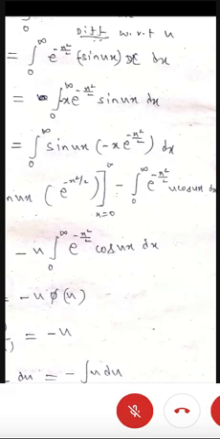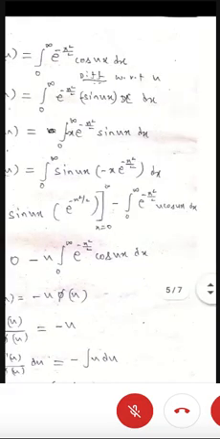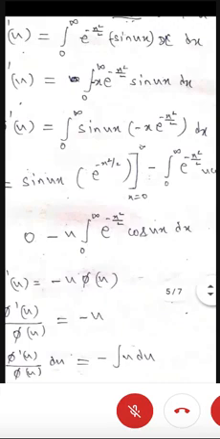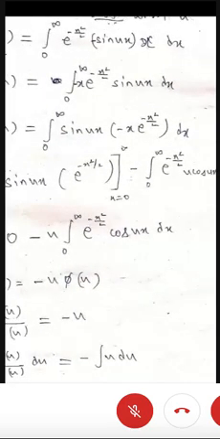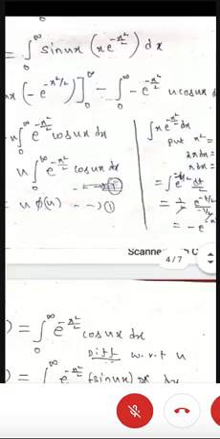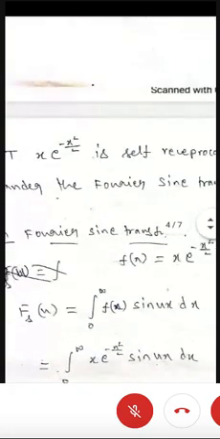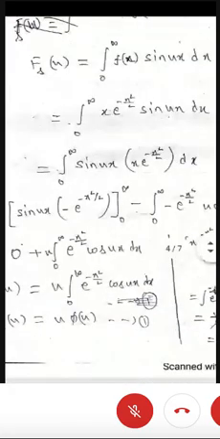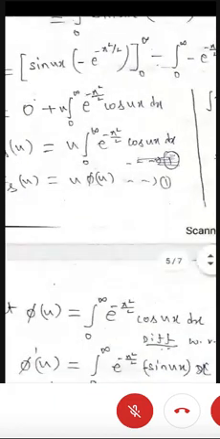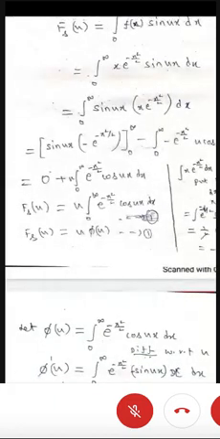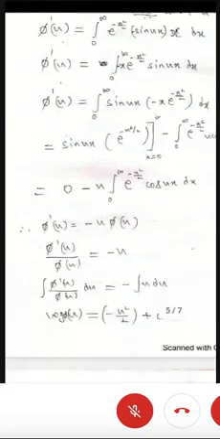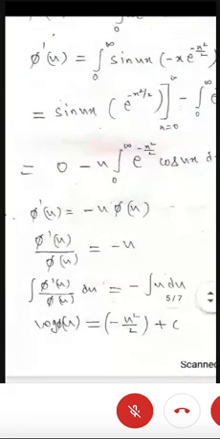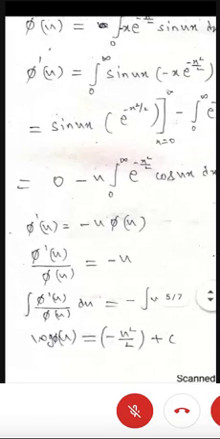Integration from 0 to infinity e power minus x square by 2 cos ux dx there, right? Minus u as it is. So the term 0 to infinity e power minus x square by 2 cos ux dx is nothing but phi of u, because we have taken earlier phi of u as this one, right? See that, phi of u is integration from 0 to infinity e power minus x square by 2 cos ux dx. So in the place of 0 to infinity e power minus x square by 2 cos ux, I can take phi of u.